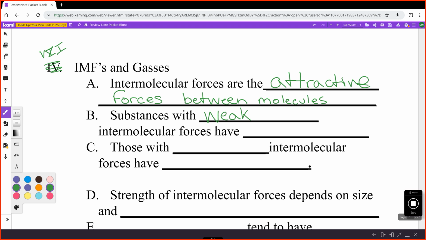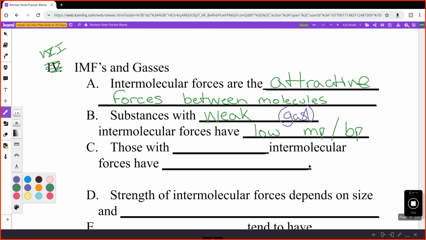And because they are gases or liquids, we can also conclude that weak intermolecular forces will have low melting points and low boiling points. Those two things come together hand in hand. And we can also generally say gas, right?